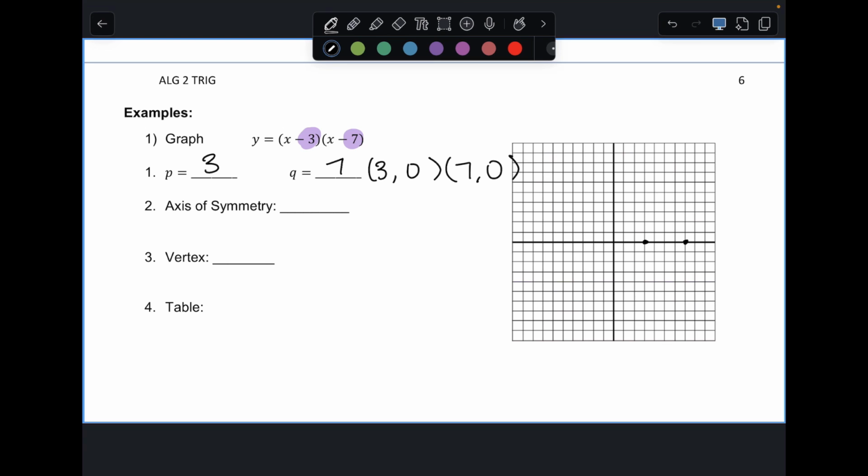Okay. Axis of symmetry is harder to find. We need to add P plus Q, and you divide it by 2, and that's our vertical line. So I'm going to do 7 plus 3 divided by 2. What do I get? 5. So my axis of symmetry is the vertical line, x equals 5. I'm going to draw it in. Double check with your graph. My line looks like it's right in the middle of my 2 points.